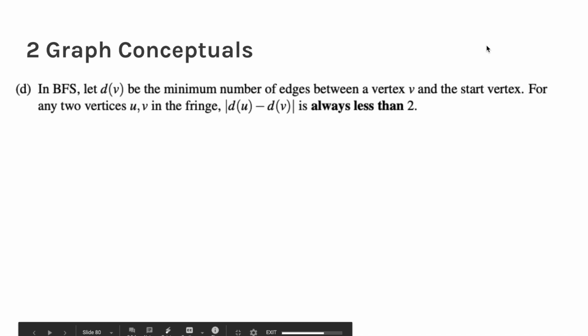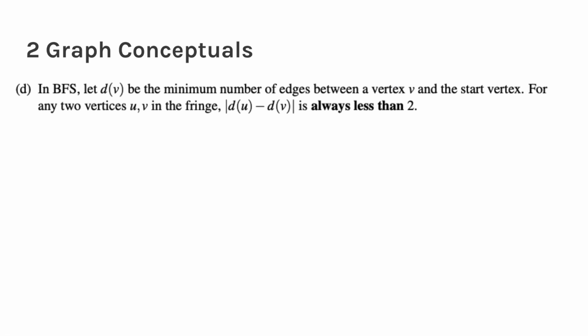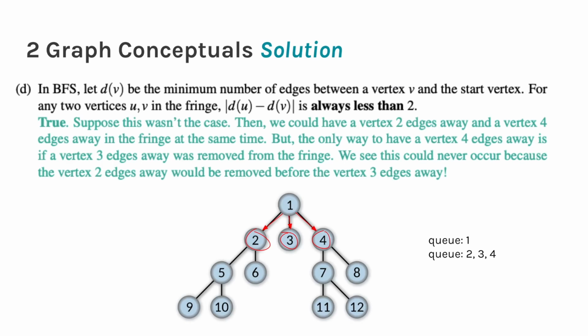D. In BFS, let D of V be the minimum number of edges between a vertex V and the start vertex. For any two vertices U, V in the fringe, the difference between D of U and D of V is always less than 2. So this is also going to be true. The reason is unique to what BFS is doing.